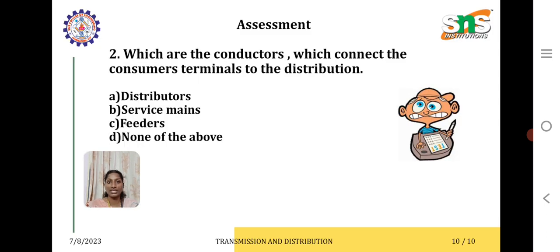We will have another question. Which are the conductors which connect the consumer terminals to the distribution? For distribution, it is through the service mains. The service mains will be the answer.